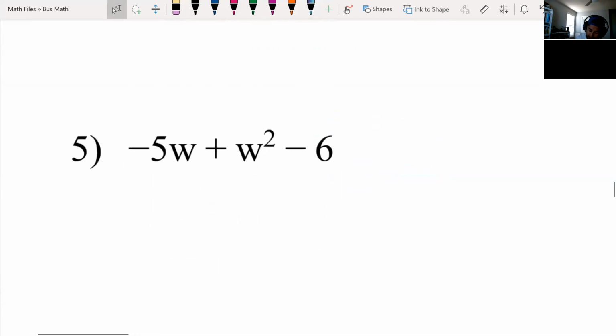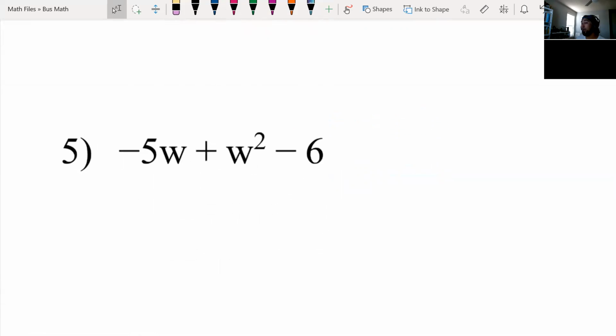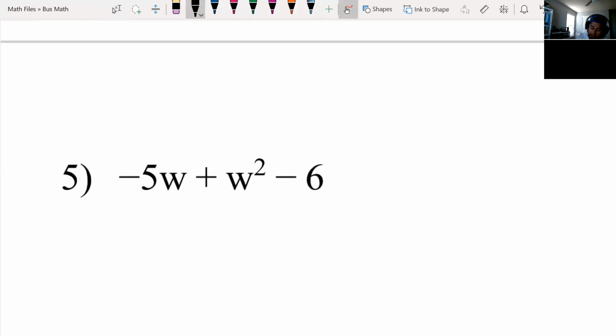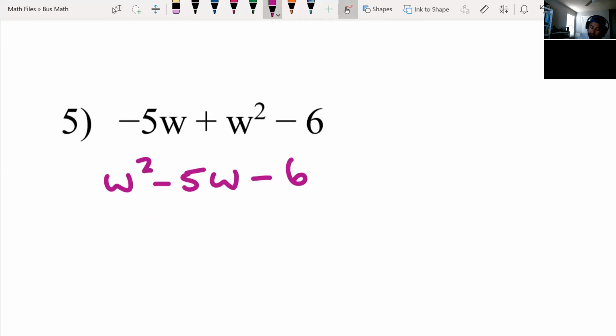Okay. Number 5. Just like the last one, we're going to have to rearrange it. So this is negative 5w plus w squared minus 6. We need to put it in the proper form to be factored. So all we have to do is just rewrite it with the highest power first. So we just rewrite it as w squared minus 5w minus 6. So now it's in its proper form, which means we can go ahead and factor it. List all the factors of 6 that could make 5. 1 and 6, 2 and 3.